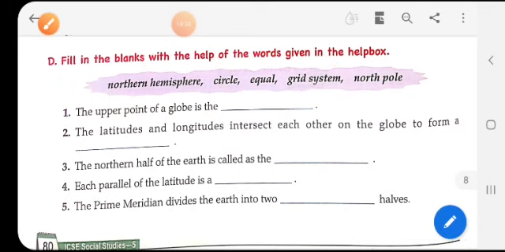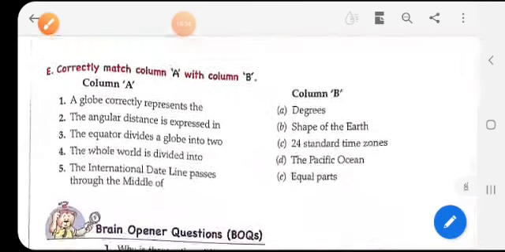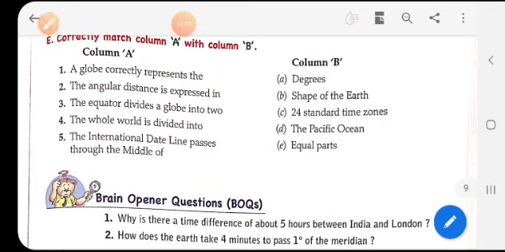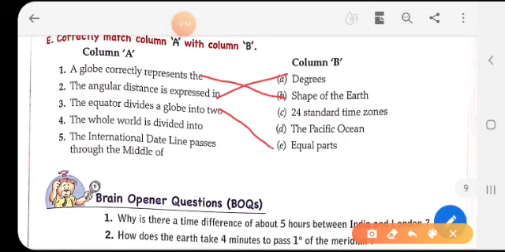So this is done. Now we move to the matching one. A globe correctly represents the shape of the earth. The angular distance is expressed in degrees. The equator divides the globe into two equal parts. The whole world is divided into 24 standard time zones, and the international date line passes through the middle of the Pacific Ocean.